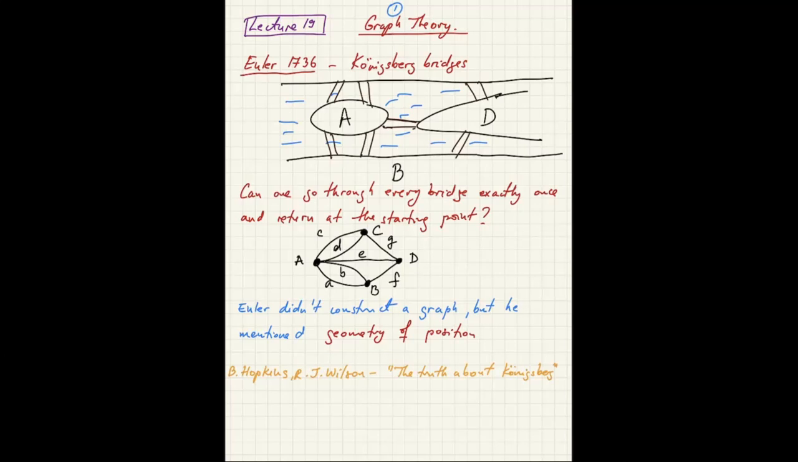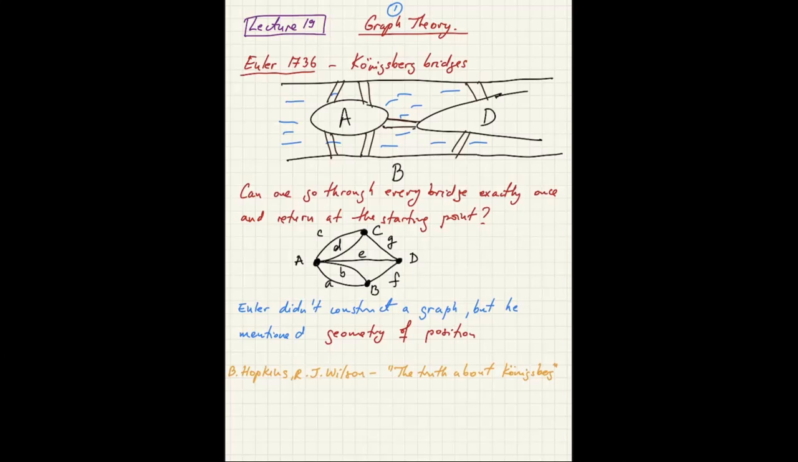Now there is a very nice paper by Brian Hopkins and Robin Wilson, called "The Truth About Königsberg," and it won a quite prestigious prize, the Polya Award from the Mathematical Association of America, in 2005. I posted it on the Google Drive, so you can read more about Euler and these bridges. Now, in our situation, we will model the problem using graphs, and I'll come back to explain Euler's argument in terms of graphs in a little bit.